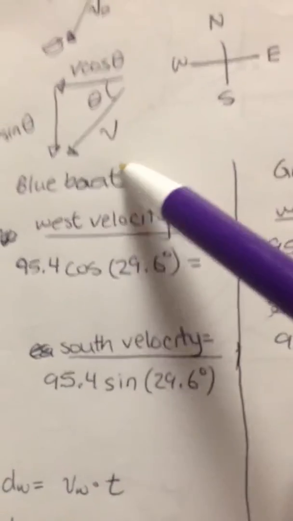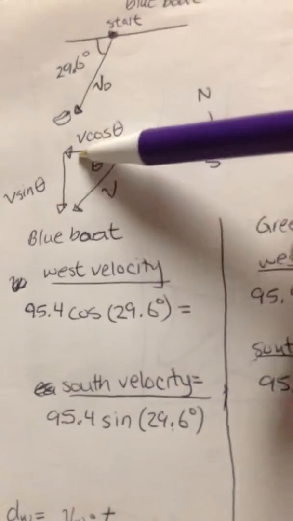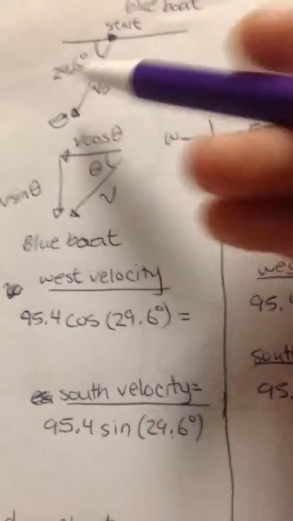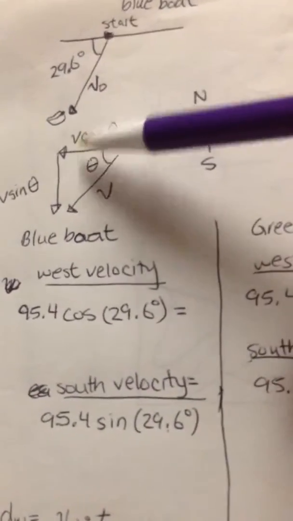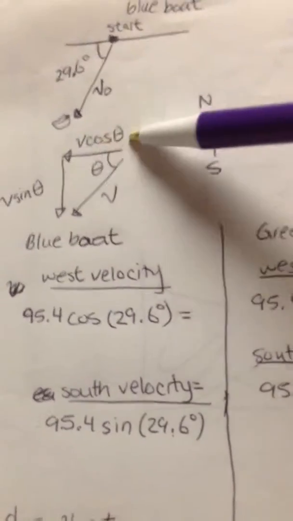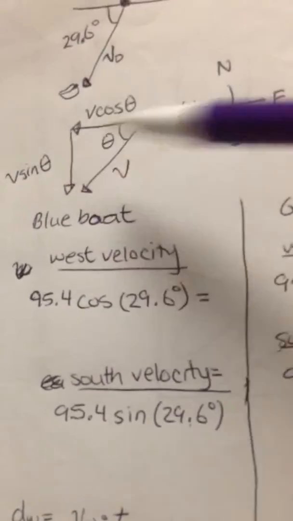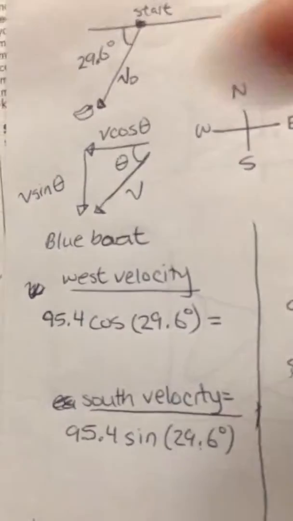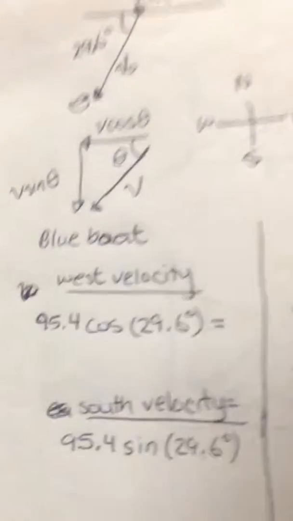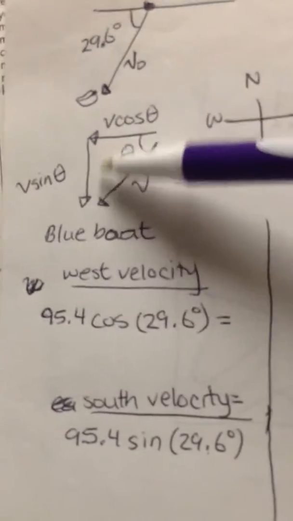Okay, so this is how the boat is going southwest, but if we wanted to just get the west velocity, the west velocity is the same as the velocity in the x direction, which is v cosine of theta. And in the y direction, which is the south direction, it's v sine of theta. Just look at it, because it's going down right over here, so it's moving this way and it's going down this way.